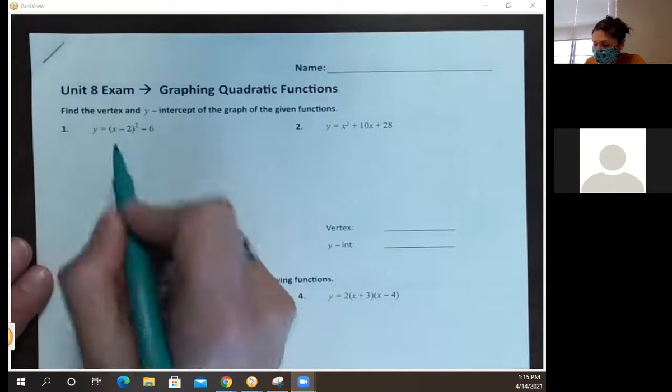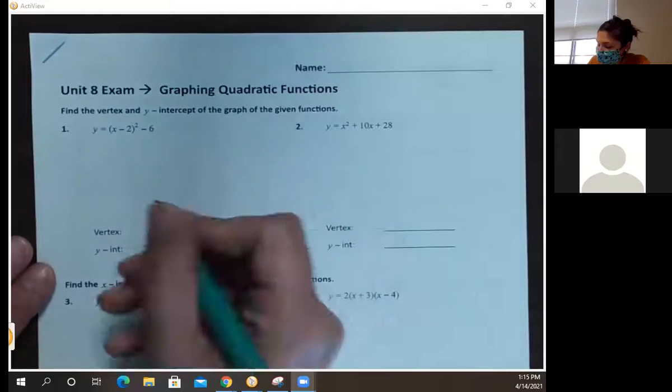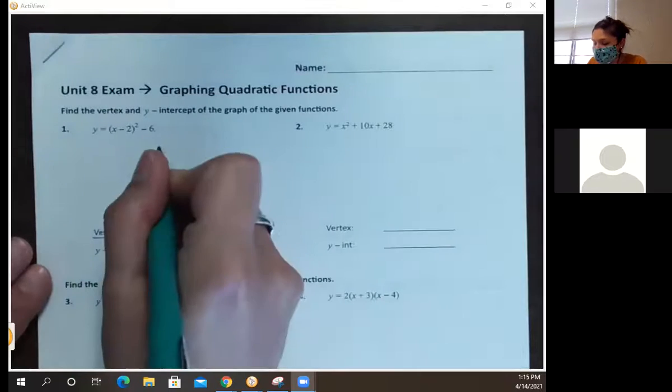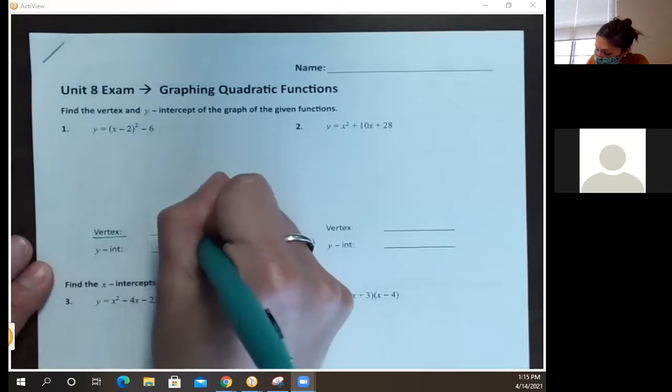For number one, what form is this function in right now? This is in vertex form, right? What does the vertex form show me? The vertex, right? So I know the vertex of this from this form that I have right here. What is our vertex? 2, -6. Good.